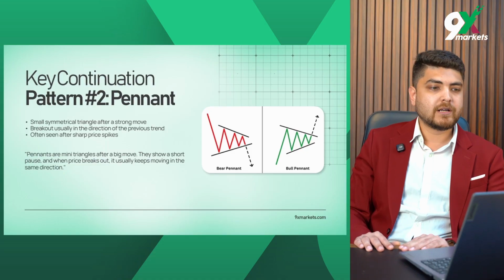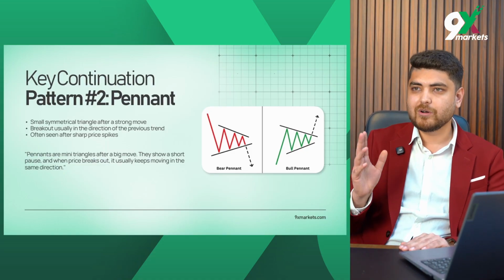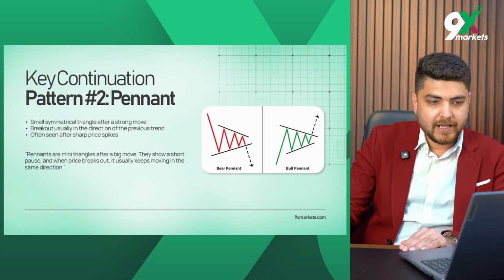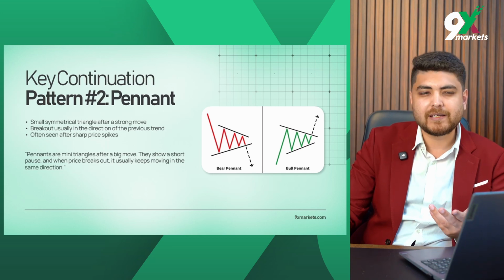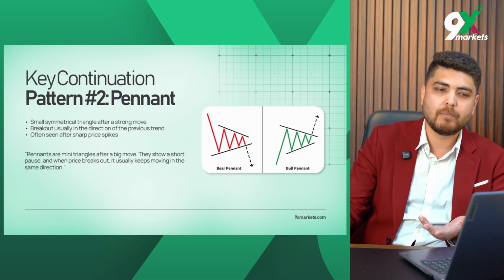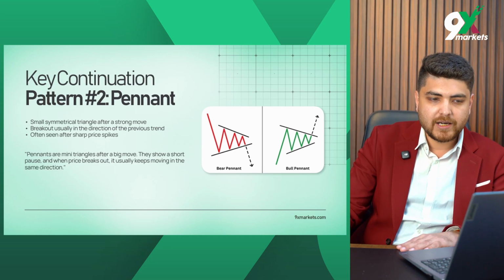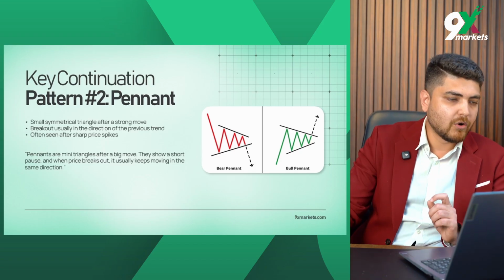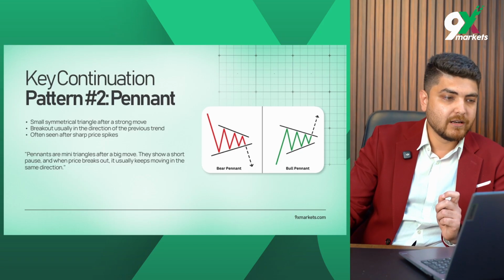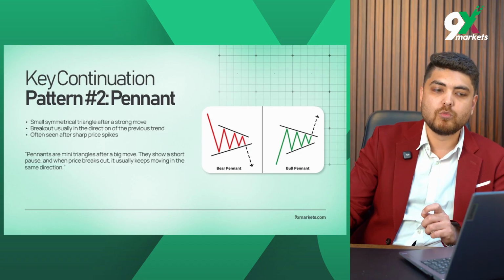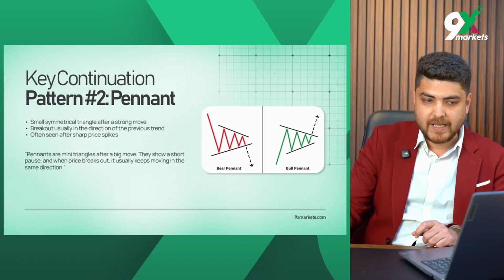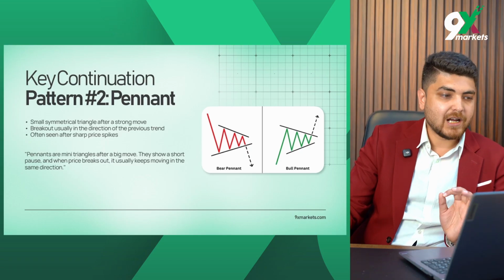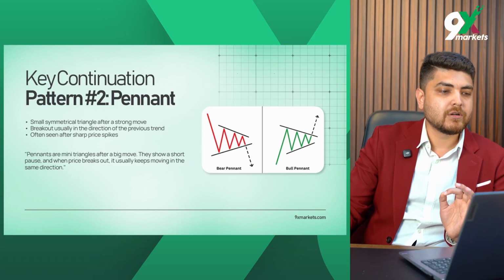Another continuation pattern is the pennant. Once again, all eyes on the screen. This is what a pennant looks like. A lot of you must be thinking that this is kind of a bull flag or bear flag. What's the big difference? A bull flag had the same kind of lines, the support and resistance, but this one has a pennant shape. So the key point: small symmetrical triangles after a strong move, and then some kind of consolidation. Breakout usually in the direction of the previous trend.